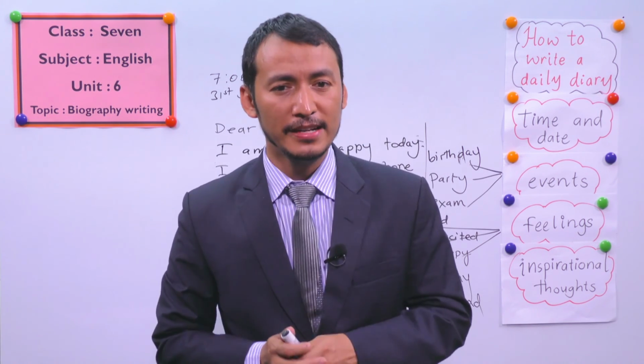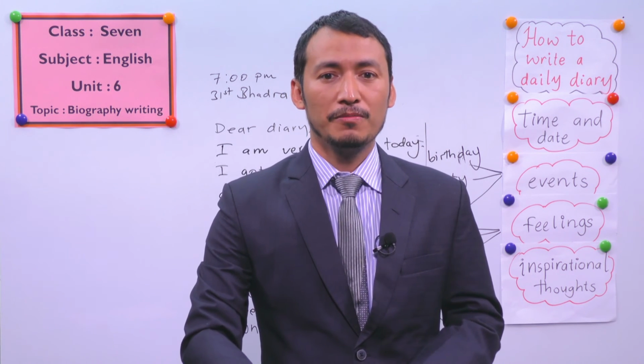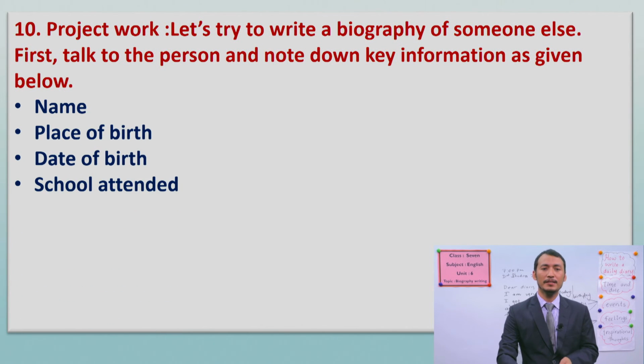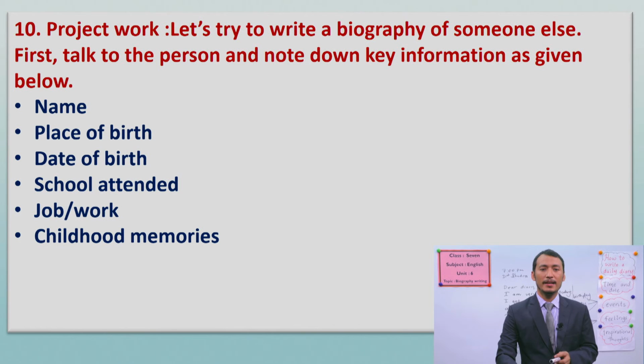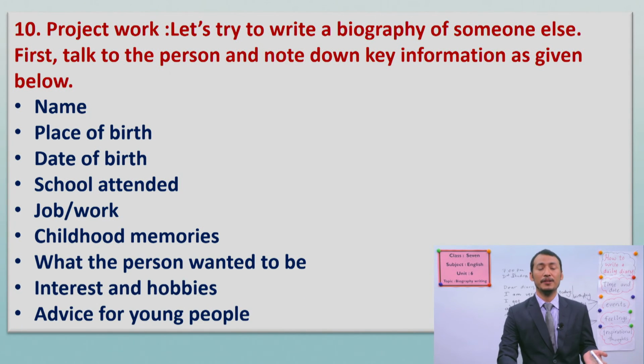Well, students, this was for daily diary writing. Now we will move to another exercise from your book. That is a project work given in exercise 10 of your book. Now, what you have to mention while writing a biography, there is another activity for writing a biography. Now, we have written a diary. Now, we are going to write a biography from exercise 10. And you have to mention name, place of birth, date of birth, school attended, job, childhood memories, what the person wanted to be, interests and hobbies, and advice for young people.